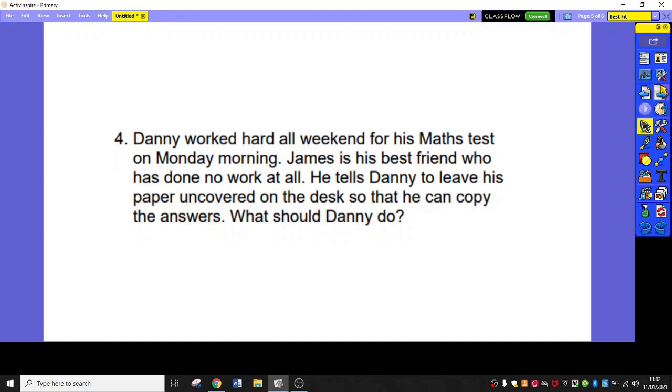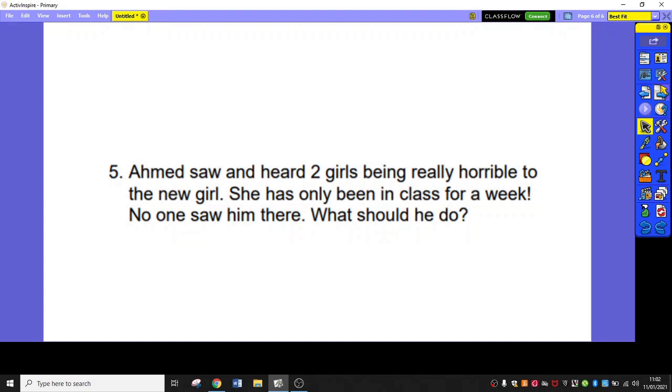And our final scenario, scenario number 5. Ahmed saw and heard 2 girls being really horrible to the new girl. She's only been in class for a week. No one saw him there. What should he do? So this one could be a little bit more in depth. You might want to think about, what are the risks for Ahmed? What are the risks for the 2 girls who are being horrible? What are the risks for the new girl? And then finally, give Ahmed some advice.